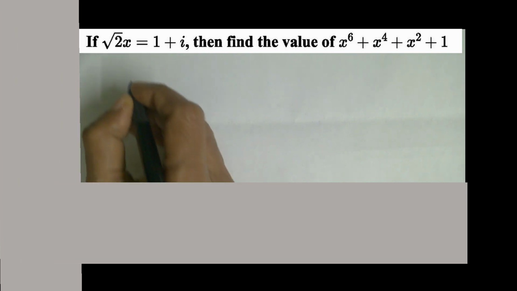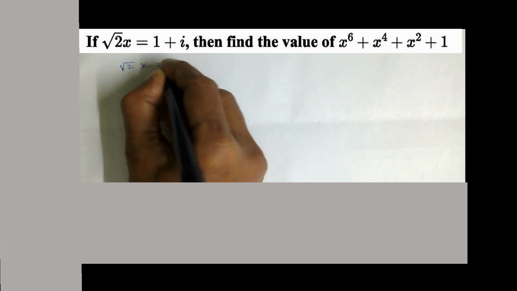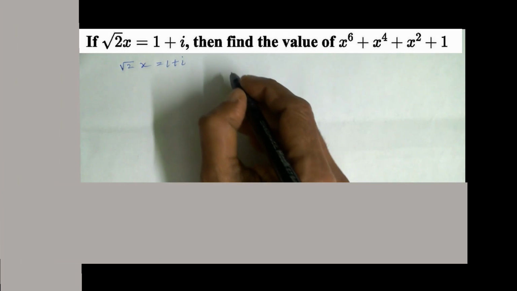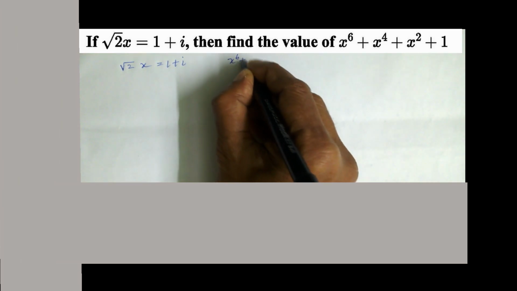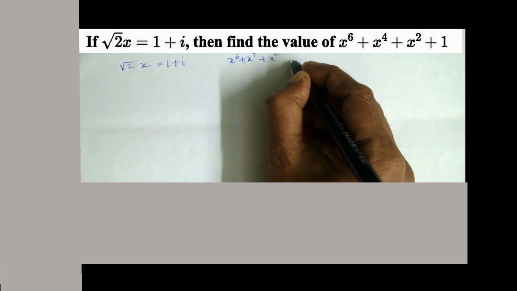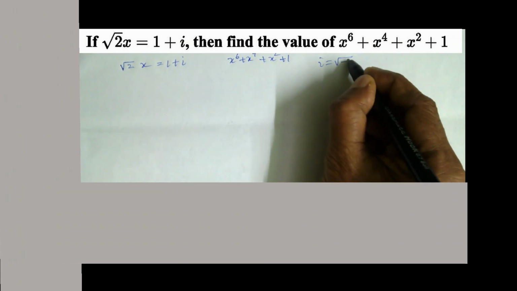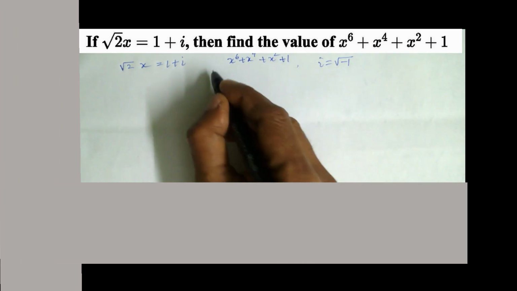Now solve this question. Write first root 2x is equal to 1 plus i. This is the given equation, and we have to find out x to the power 6 plus x to the power 4 plus x square plus 1, and i means i is equal to root over minus 1. i means imaginary. Start from here.